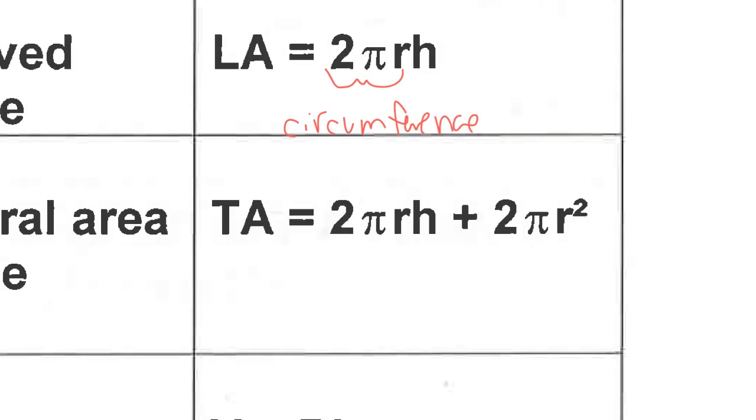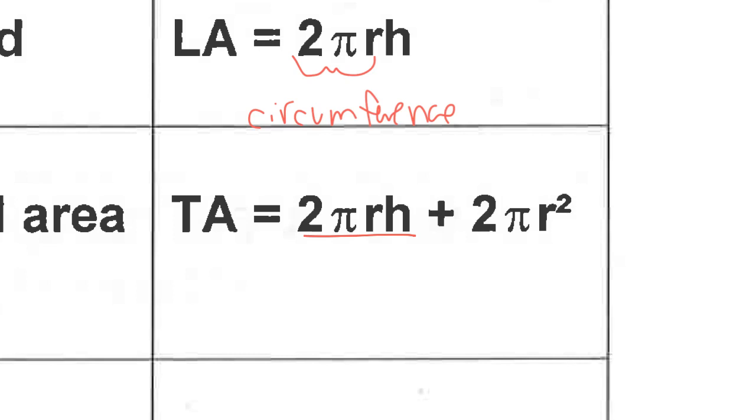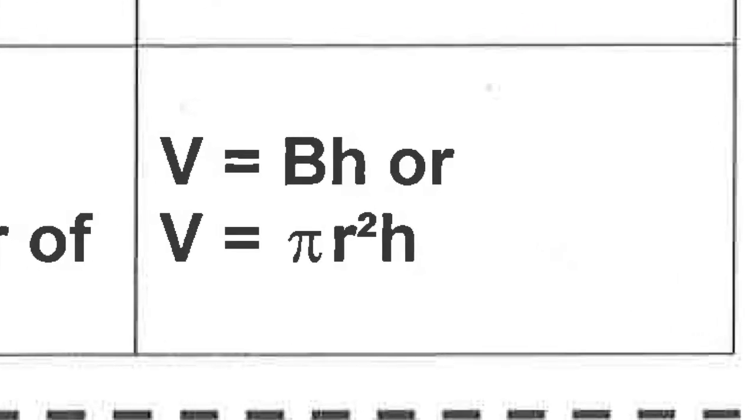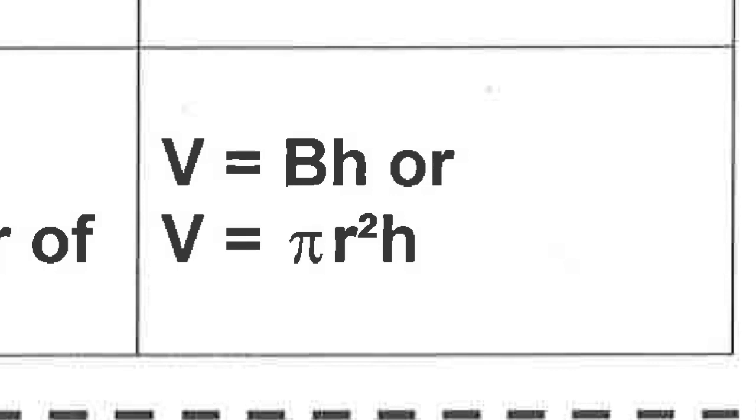Now, total surface area, it's the same as before. We want to find the lateral area, but we want to add to it 2 times the area of the base. So that's going to be finding the area of one of the bases and multiplying it by 2. So you're adding that into your area. And then volume is still big B times h, but in a cylinder, the bases are circles. So we use the area formula for a circle times the height. So let's look at one.